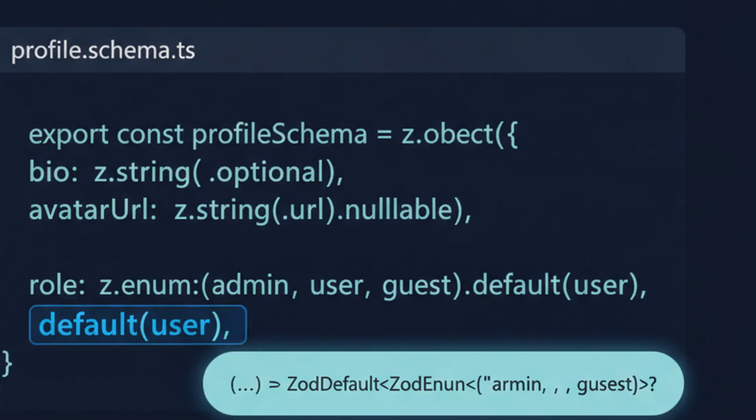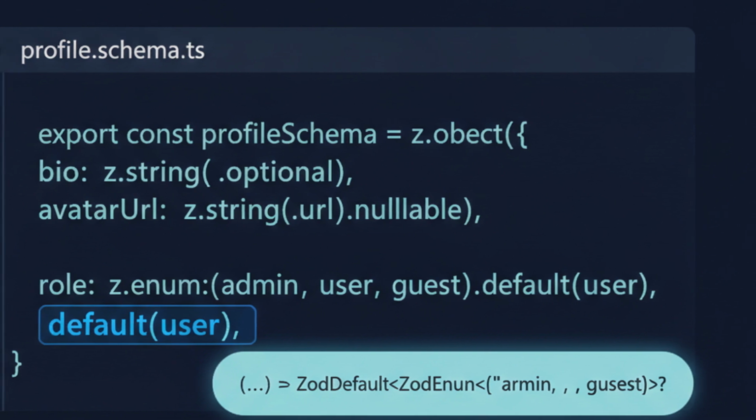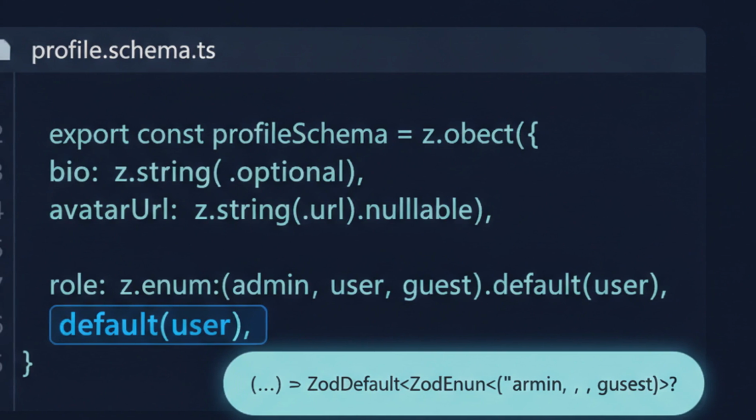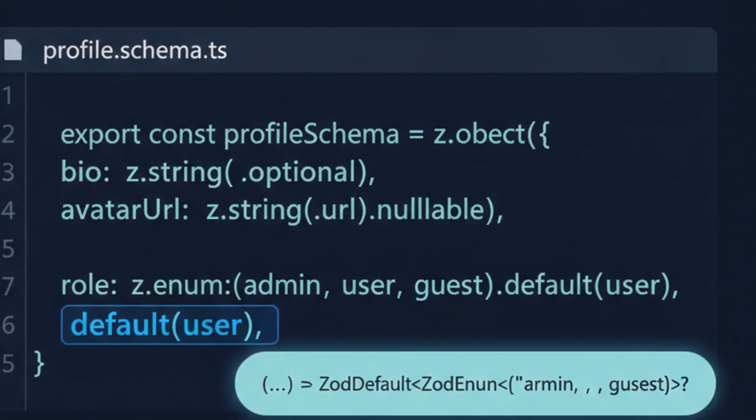Real data is messy. Some fields are optional, some can be null, some need defaults. Zod handles all of it cleanly. Use .optional for fields that might be missing, .nullable for fields that can be null, and .default to fill in a value when nothing is provided.